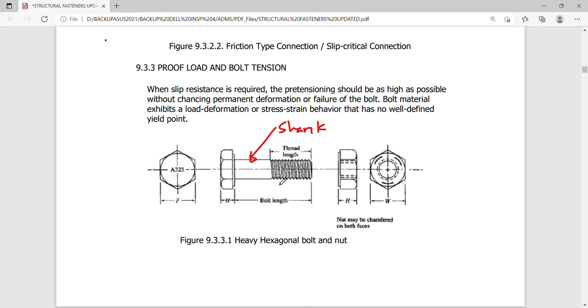A307 bolts, and of course we have a thread length, which is actually dependent on the requirement of the movement of the nut, into how many turns the nut should be turned for a specific bolt tension requirement. So this length is actually measured in terms of the number of threads per inch.